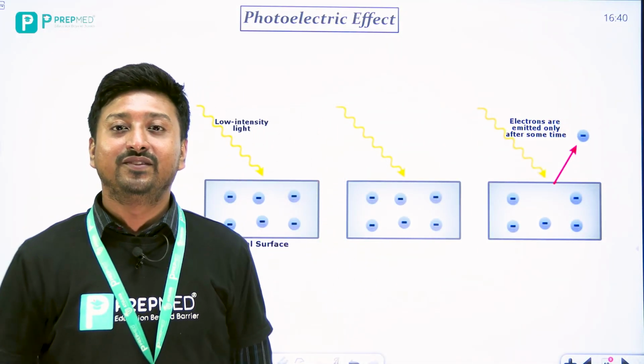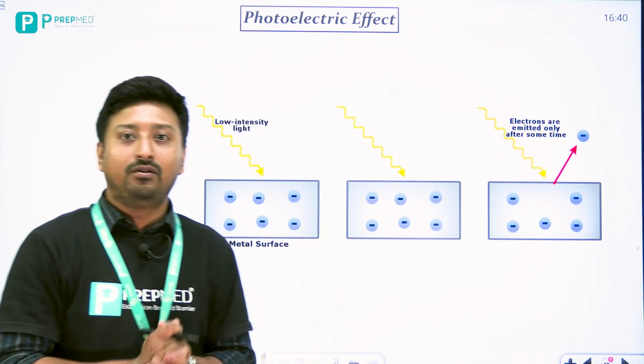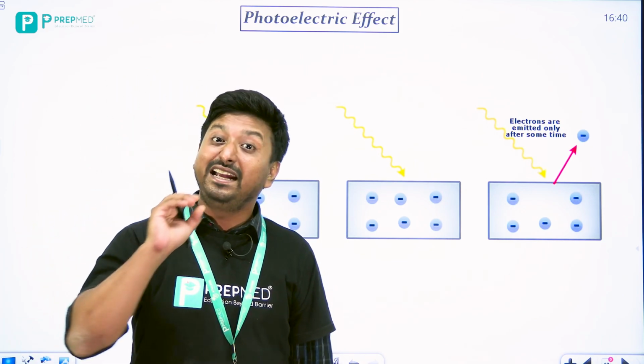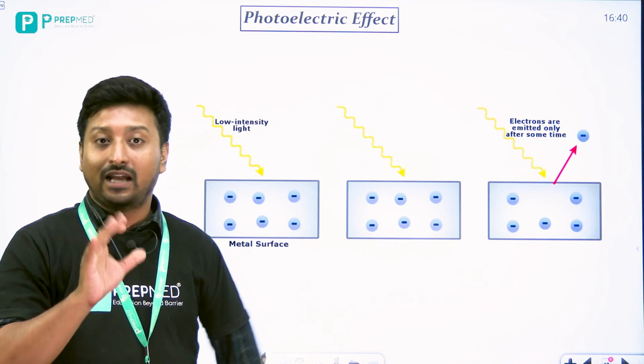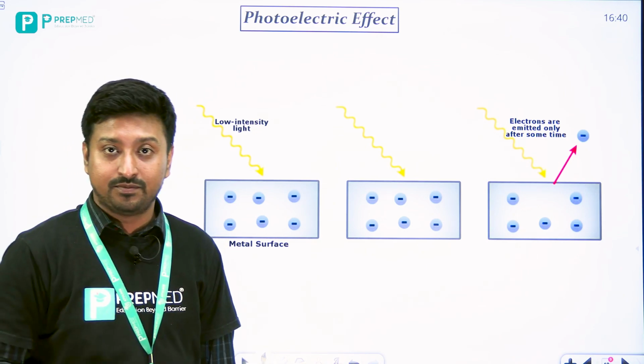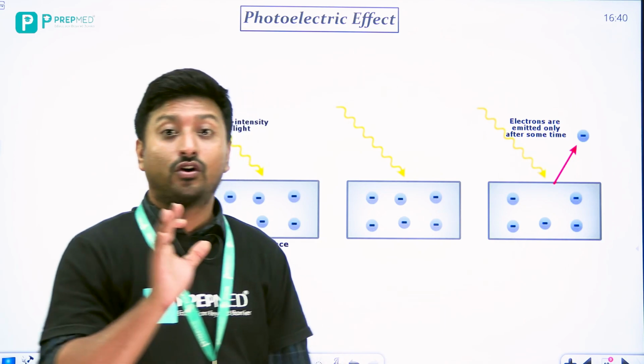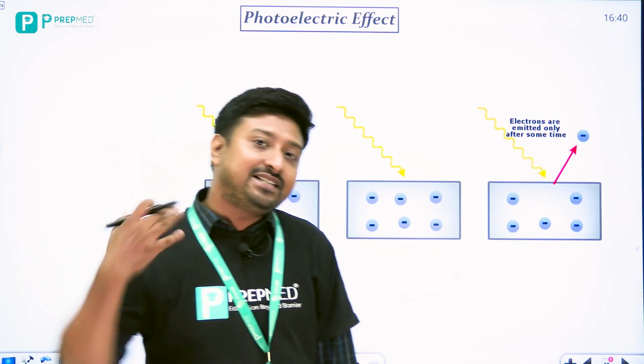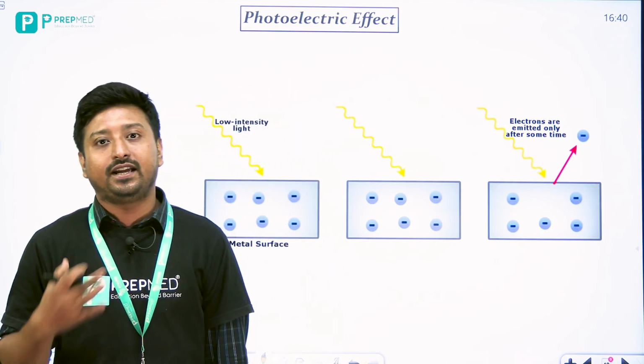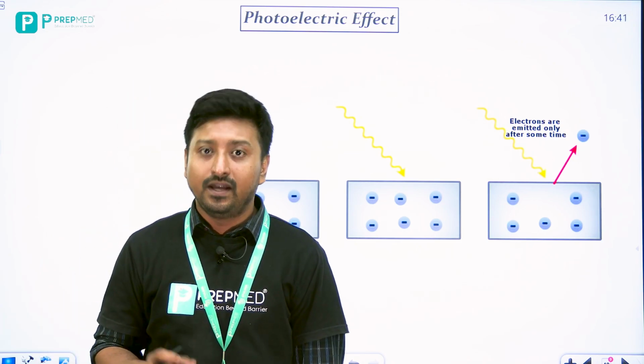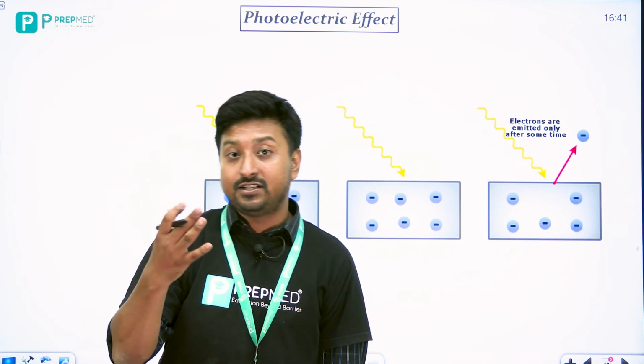Hello everyone. So today we are going to talk about a very important and very interesting topic of your class 11 chapter, structure of atoms. Now the topic is called the photoelectric effect. The basic idea behind this photoelectric effect is Planck's theory. And we know that in case of Planck's theory, what is it?